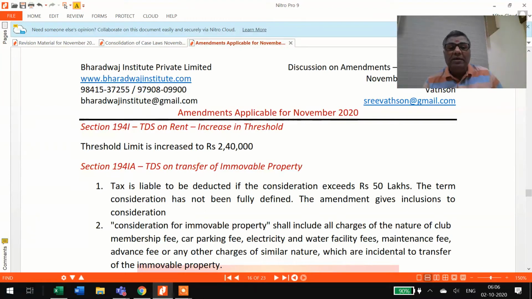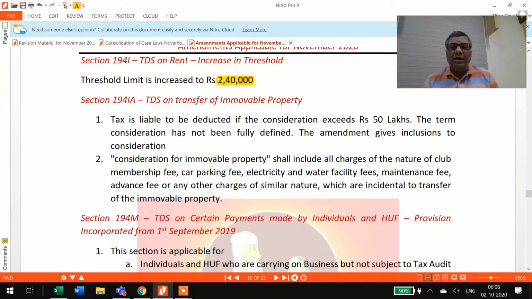194I, it has been increased from 1,80,000 to 2,40,000. Okay, TDS on transfer of immovable property.